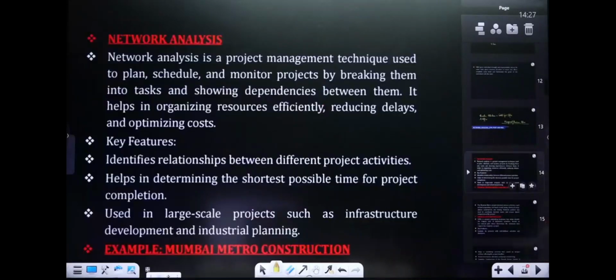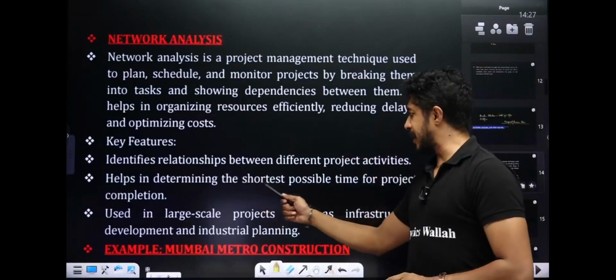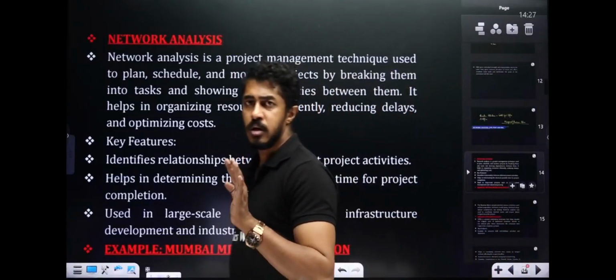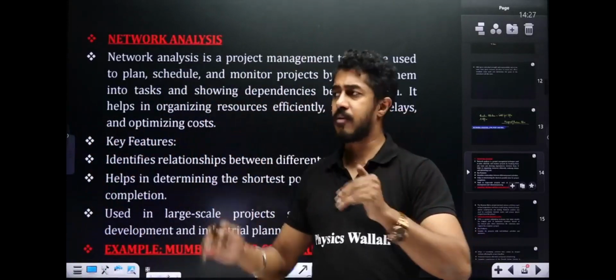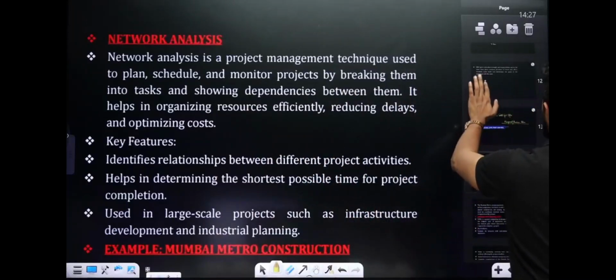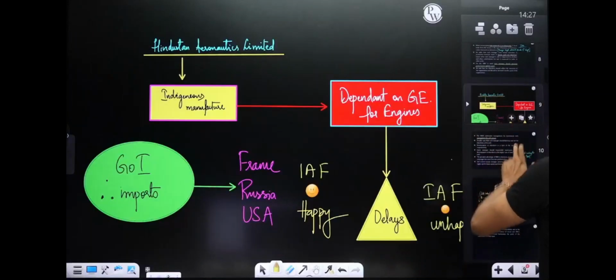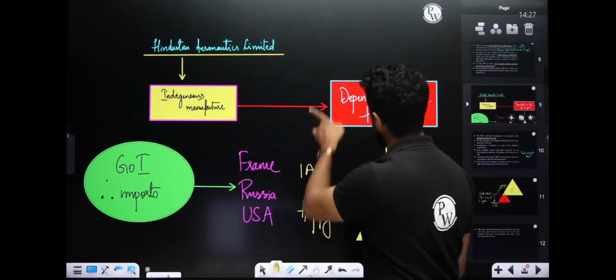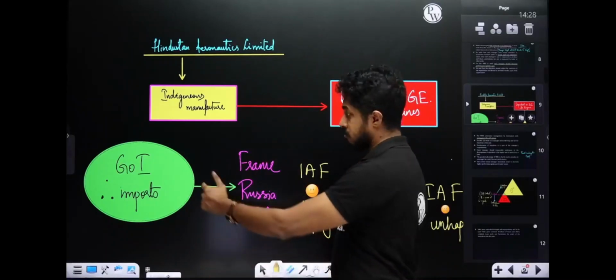So let's see its key features. It identifies relationships between different project activities and helps in determining the shortest possible time for project completion. So I want the latest aircraft. For the latest aircraft, what can I do? When I think about that, what is the latest aircraft? Should I go for this or should I go for that? Which will take the shortest time?